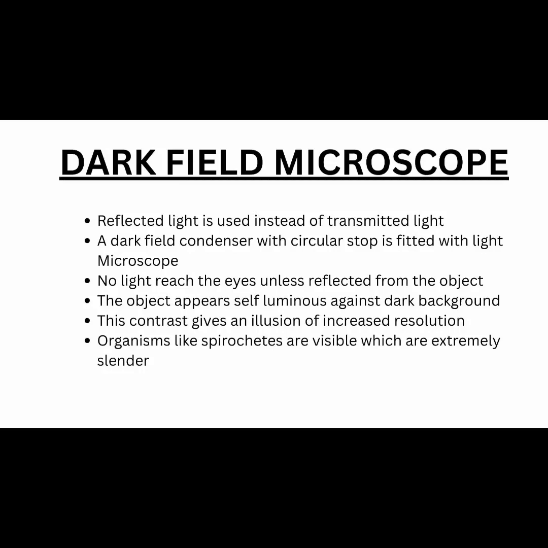So a dark field condenser with circular stop is fitted with a light microscope. Here also a change is made in the condenser. No light reaches the eye of the visualizer unless the light is reflected from the object. So no straight light reaches the eyes of the observer, only reflected light. So what's the positivity of that? The object appears self-luminous. So here the object appears bright against the dark background.